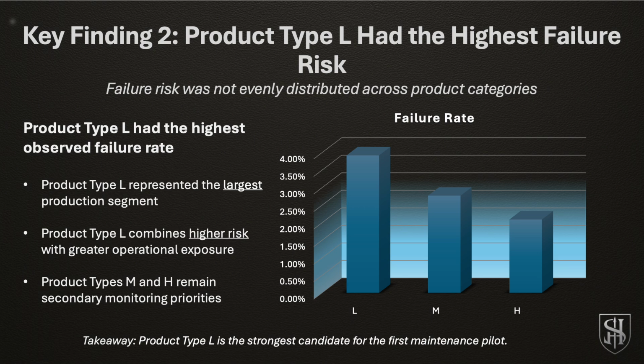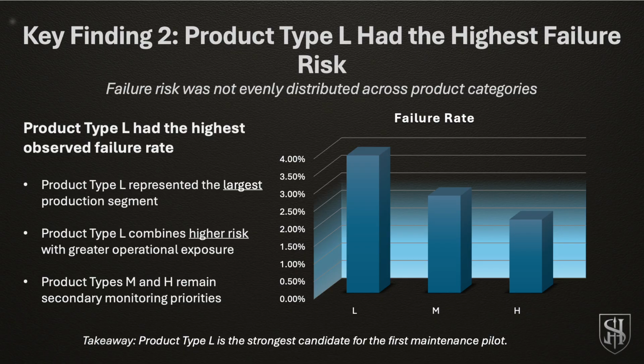Product type L recorded 235 failures across 6,000 records, producing a failure rate of 3.92%. By comparison, product type M recorded 83 failures across 2,997 records, producing a failure rate of 2.77%. Product type H recorded 21 failures across 1,003 records, producing the lowest failure rate at 2.09%. The chart on the right shows this difference clearly. Product type L had the highest failure rate, followed by product type M and then product type H.